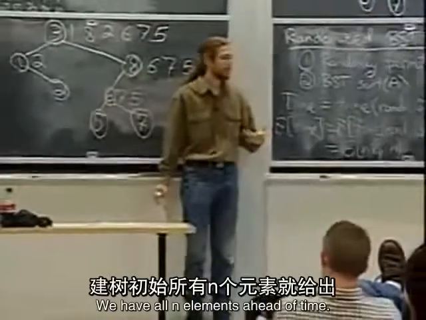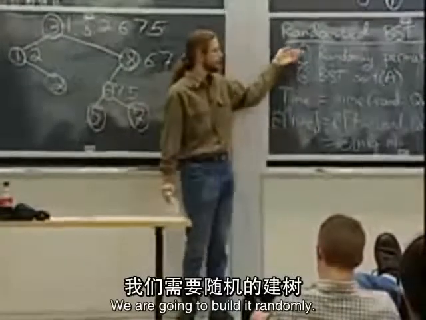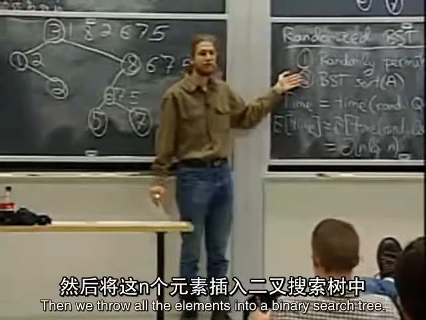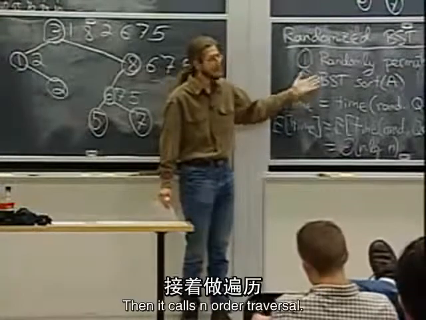We have all n elements ahead of time. We're going to build it randomly. We randomly permute that array. Then we throw all the elements into a binary search tree. That's what BST sort does. Then it calls in-order traversal.